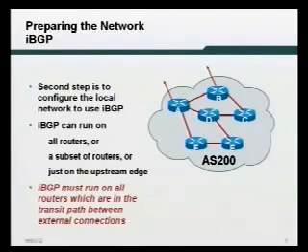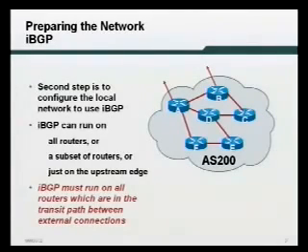And now the second step is to configure the local network to use iBGP. Remember, you've still got your static routes there, so you can still configure iBGP and not break anything. iBGP can run on all the routers in your backbone if you want to. It can run on a subset of routers or just on the upstream edge. Again, that's a choice that you can make.